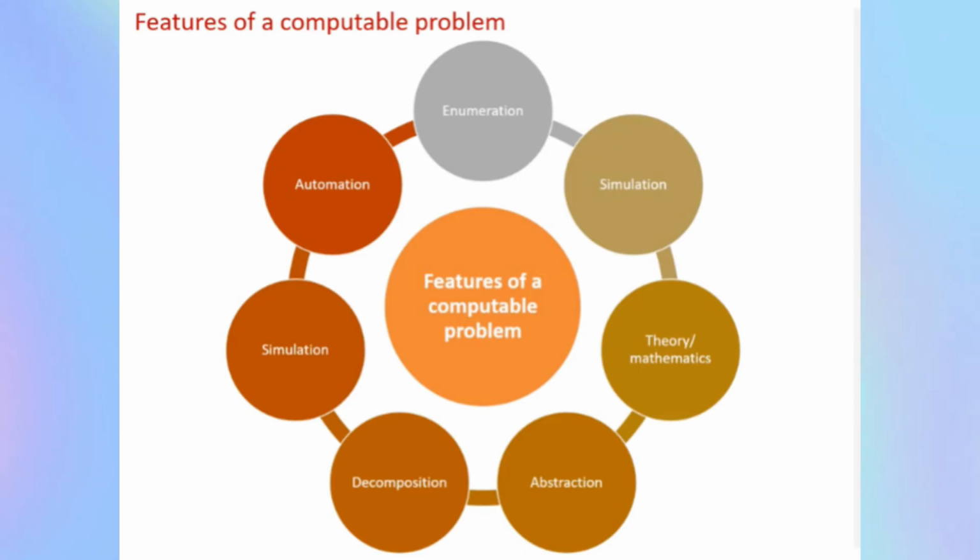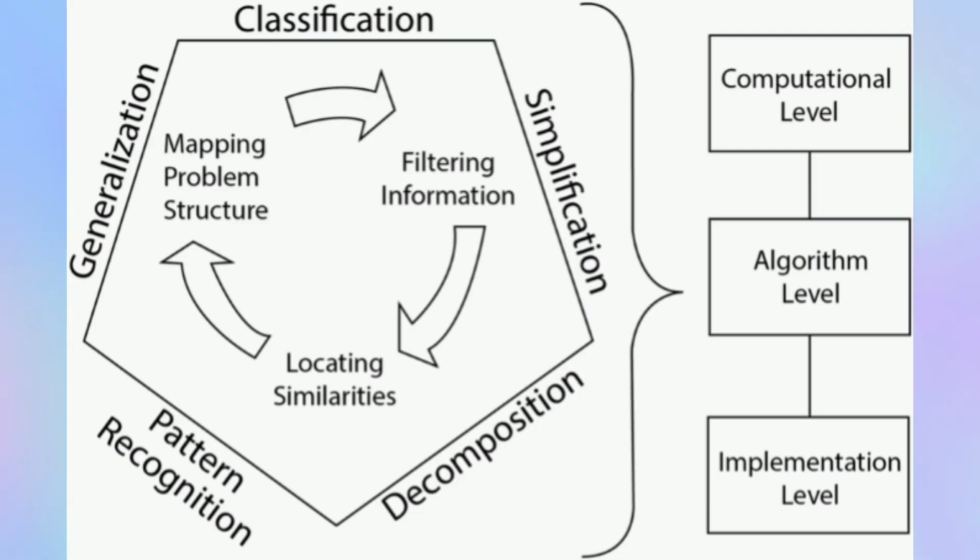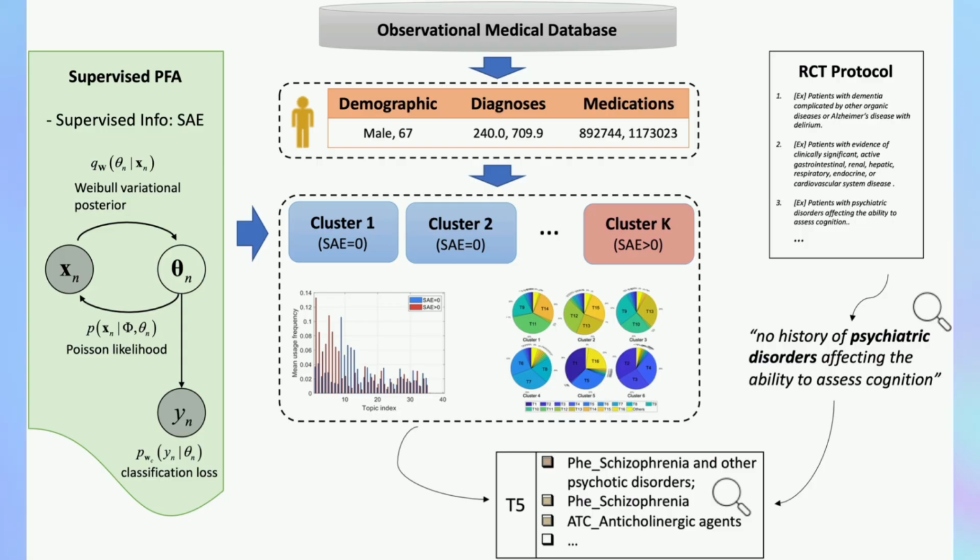So, the feature of a computational problem is how it will decompose and merge the problems. This diagrammatic representation shows abstraction, analysis and automation, and how it will work in the abstraction. Classification, generalization, pattern recognition, decomposition, simplification, mapping the problem, filtering the information, the simulation. This is another complete diagrammatic representation of computational thinking, decomposition and abstraction, and how they communicate and work together.